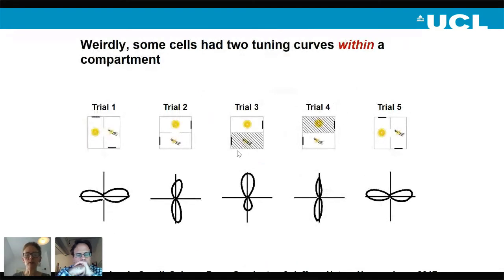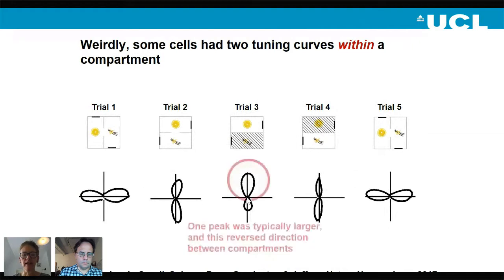Now, we dug into this a little further. We found something even stranger, which is that when we looked at the cells that have two tuning curves, while it's true that some of them have only a single tuning curve in the single compartments, we actually found quite a few that had double tuning curves in the single compartment, like this one here. So even though this recording was only made in the lemon compartment, you can see that the cell has two opposing firing directions. The other thing is that one of these tuning curves is slightly more robust than the other.